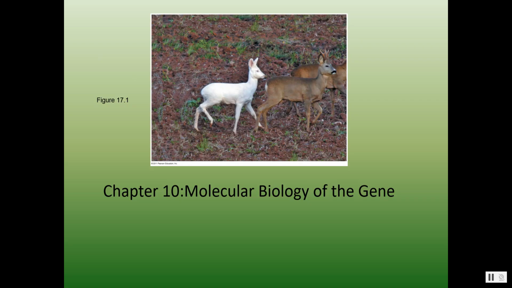So here we are, chapter 10. We are now going to discuss the molecular biology of the gene. We've spent chapters 8 and 9 going over how organisms pass on traits. We did that through talking about meiosis and how those traits are expressed. We did that in chapter 9 with genetics. And now we're going to get into how that actually happens.